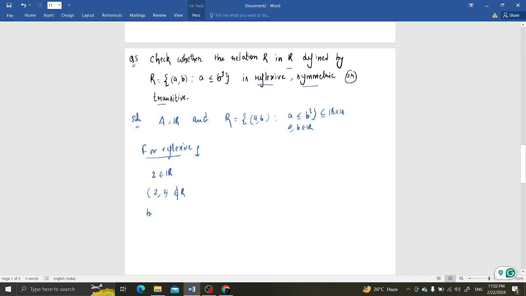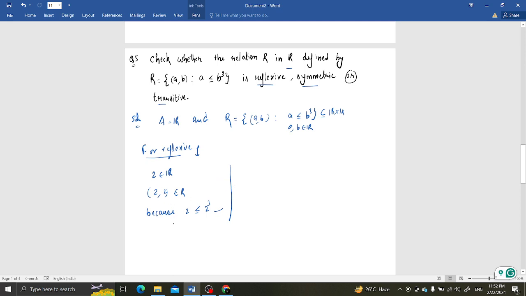Why so? Because 2 is not less than 2 cubed. Now this property is satisfied, and this is also satisfied.